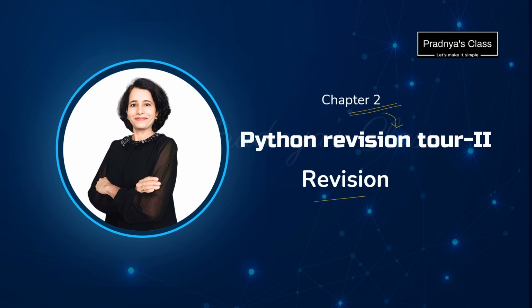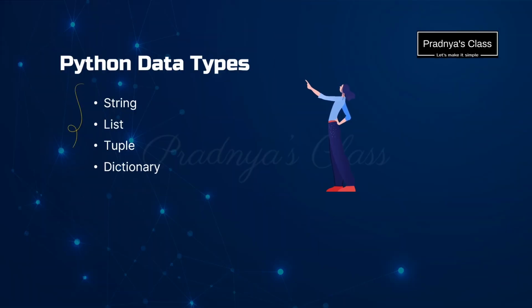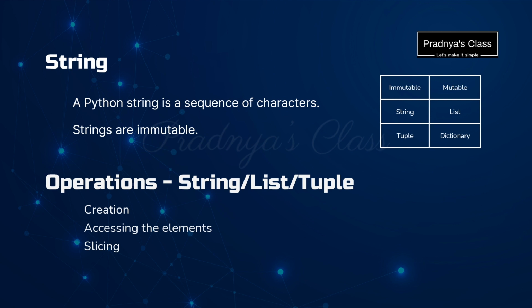So let's get started. Chapter 2 contains the detailed study of these 4 data types: string, list, tuple as well as dictionary. I know you have already studied these concepts in the class 11th, but I would suggest to go through this chapter thoroughly once again because these concepts are gonna help us throughout the Python programming portion. Out of that 4 data types, first of all let's discuss string.